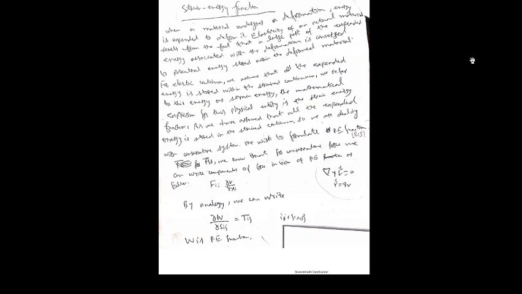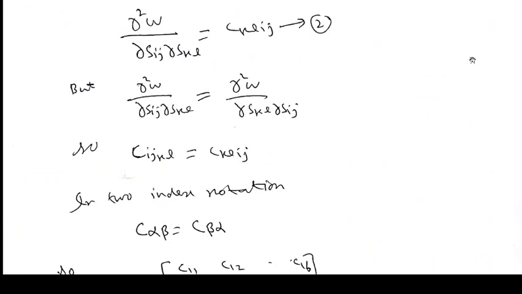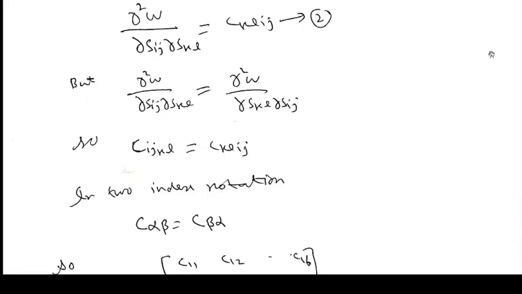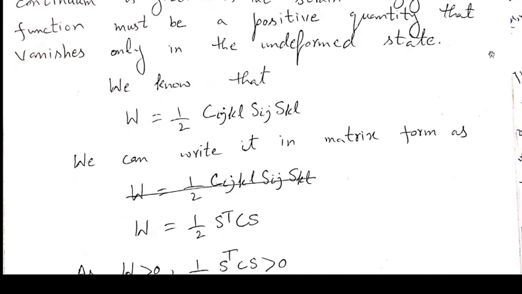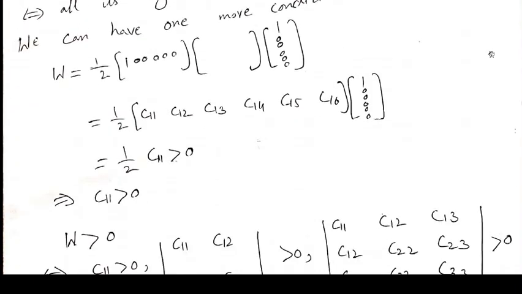In this lecture, we will see the strain energy function, and we will derive the mathematical relation for the strain energy function. We will also discuss the symmetry of the elasticity tensor, the pairwise symmetry of the elasticity tensor. After that, some stability conditions will be discussed, and at the end we will see the symmetry of material.